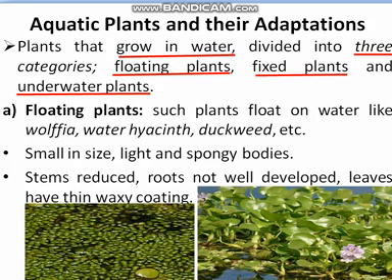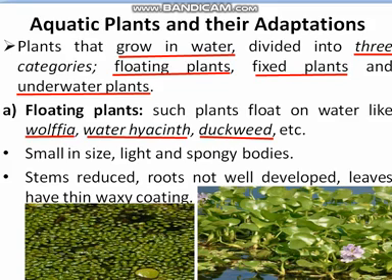First of all, let's start with floating plants. When we talk about floating plants, these are those aquatic plants which float on the surface of water. That means ऐसे aquatic plants जो float करते हैं on the surface of water, they are called floating plants. Examples are wolfia or water hyacinth or duckweed. These are the examples of floating plants.